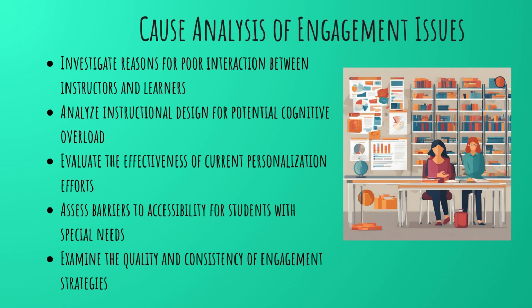Lastly, we examine the quality and consistency of engagement strategies being implemented. This involves asking whether strategies like gamification, interactive content, or collaborative tools are used consistently and effectively to sustain learner engagement. By addressing these 5 areas, we can better understand the root causes of engagement issues and develop targeted solutions that align with the principles of human performance technology.